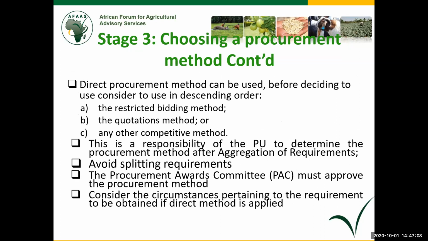Direct procurement method can also be used in addition to the other methods. But before deciding to use it, you must ensure that you explore all options of using the most competitive means before you reach the direct procurement. Is it true that under restricted bidding method, you can't get it? Is it true that under request for quotations, you can't get it? And or using another competitive method? Then after exploring that kind of thinking, you now agree that yes, we can only use direct procurement.